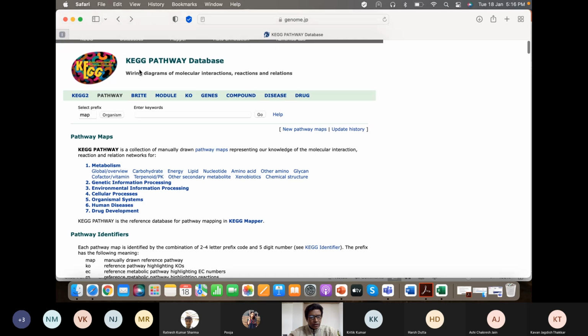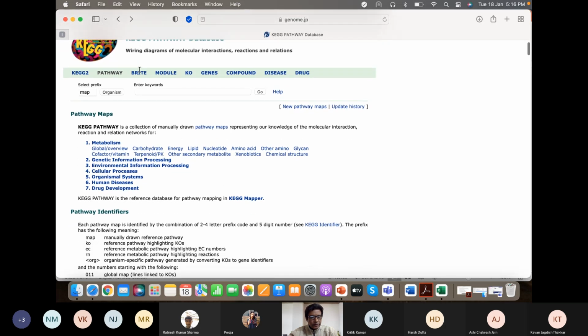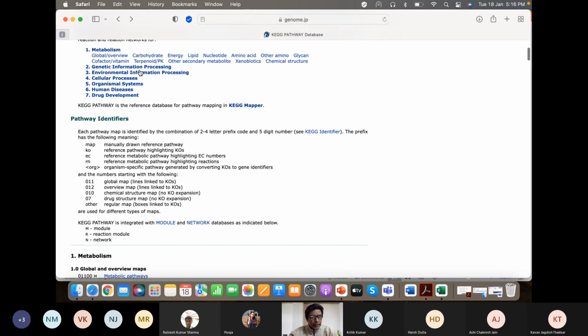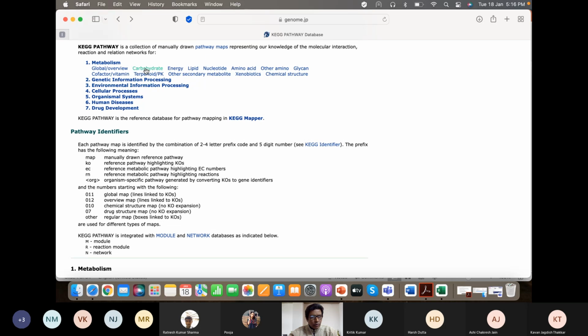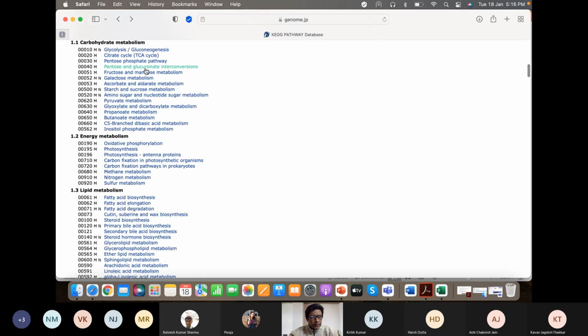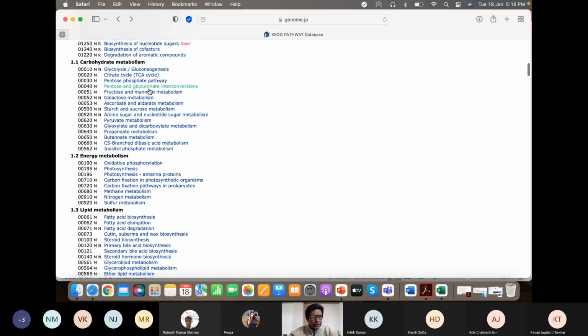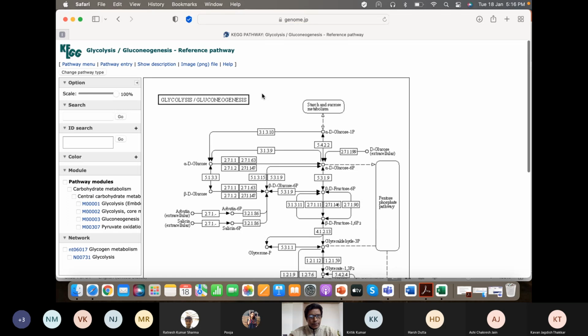So this is what you will see. Start off with, this will be the database that you come up with. Okay. And so if I go to carbohydrate metabolism, then I get this component which is here. And if I look under carbohydrate metabolism again, I get glycolysis, one of the examples of many, many examples that are there.